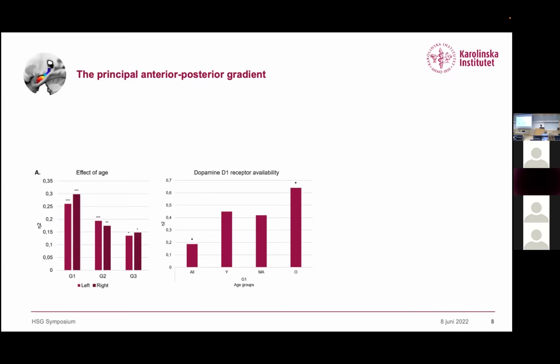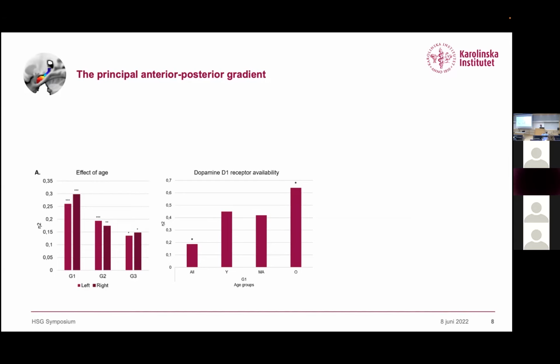So when we looked at all of our participants at once, controlling for age and motion parameters and so on, we could see a significant effect of dopamine on the spatial characteristics of this gradient. When we split our sample into our 3 smaller age groups, we see that this effect is only significant in the older age group.